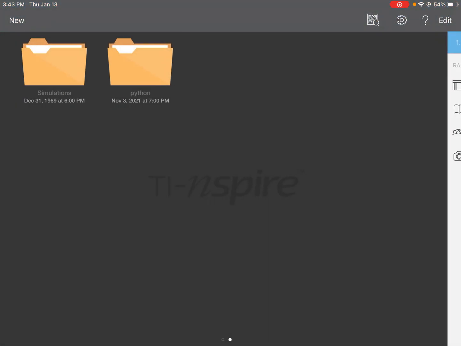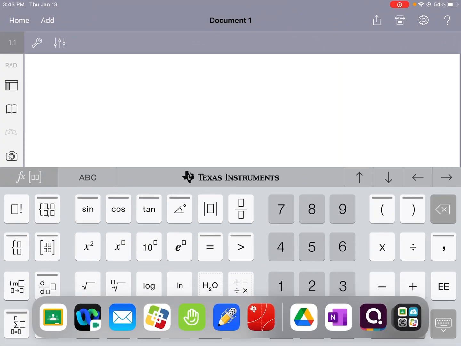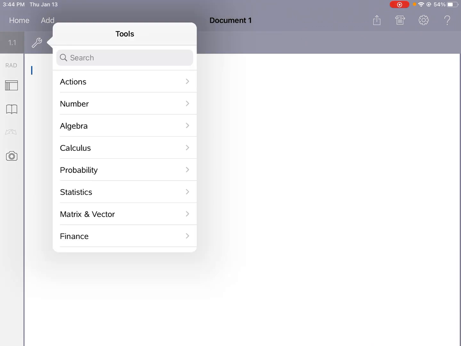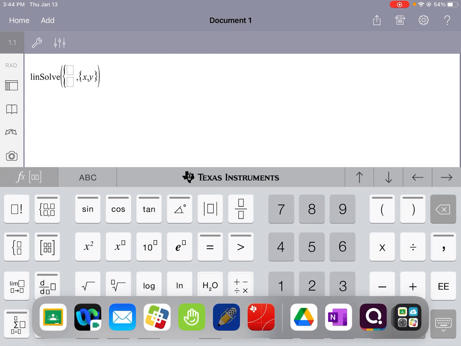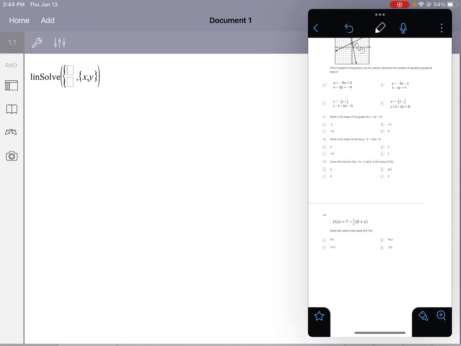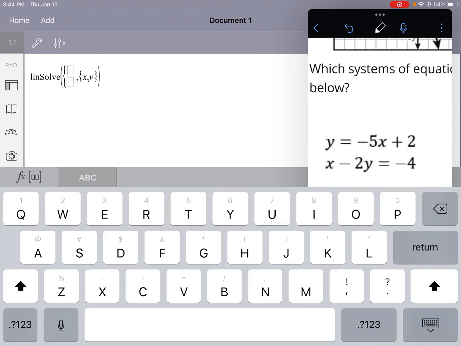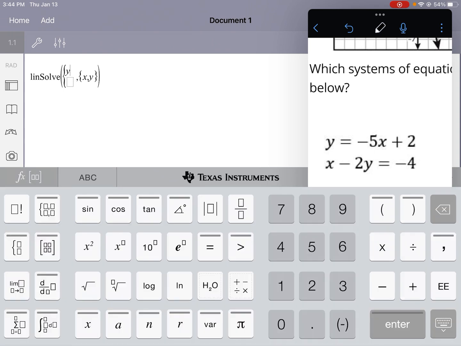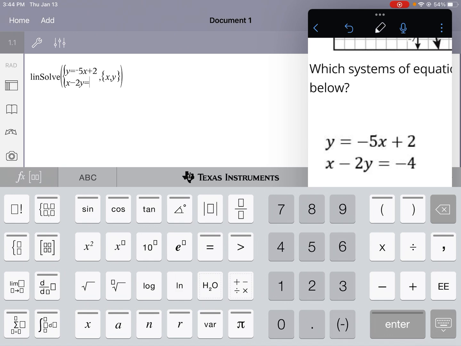So I switch back to my calculator. Again, lots of switching back and forth. I'm going to go to the calculator screen. Actually, before I do that, I'm going to go menu, 3, 2. Okay, now I'm going to put my notes on top. So, I'm going to type in this first equation. I get y equals negative 5x plus 2. The bottom one, I get x minus 2y equals negative 4.